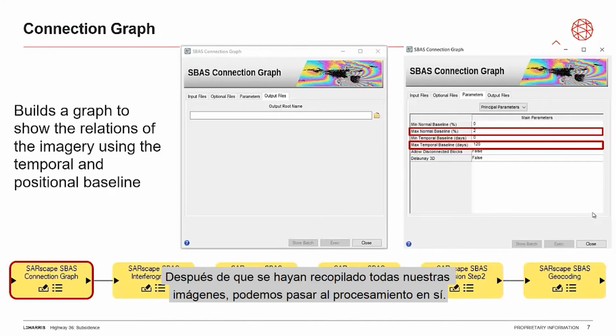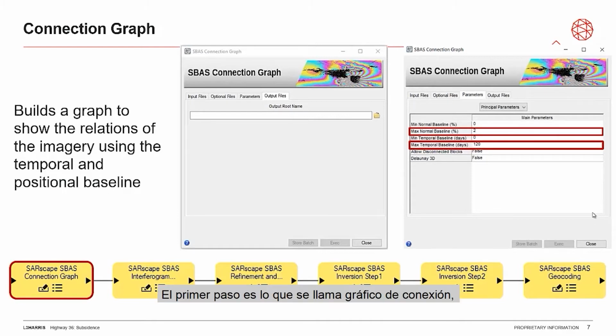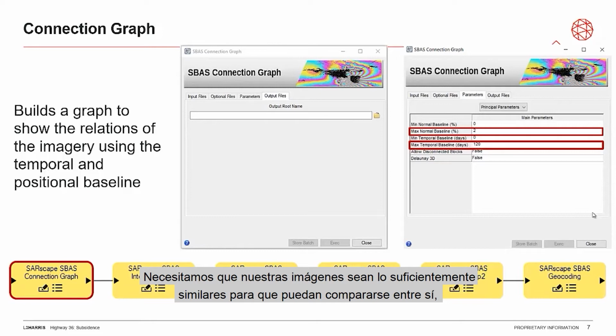After all our images have been collected, we can go on into the processing itself. The first step is what is called a connection graph. What this is, it's showing the relations in between images on a temporal and positional baseline. We need our images to be similar enough that they can actually be compared to each other, and so that's what this is testing. It's pretty much saying whether we can do our processing or not.